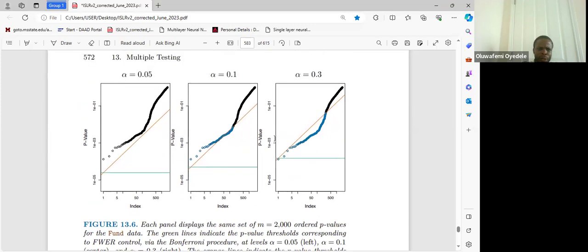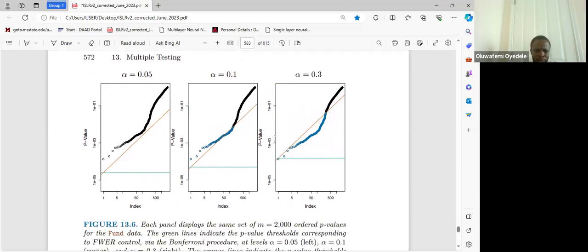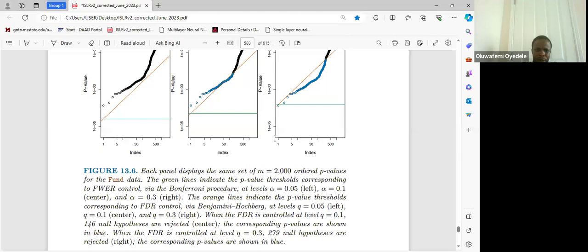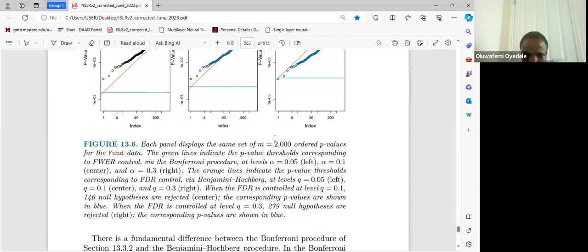So here they were just showing multiple testing where we have the alphas set at different thresholds: at 0.05, at 0.1, at 0.03. We have all the p-values. We also have the index. Here we have how many hypotheses we were testing, 500 different hypotheses that were tested. Then these were the p-values. So I think they had the values.